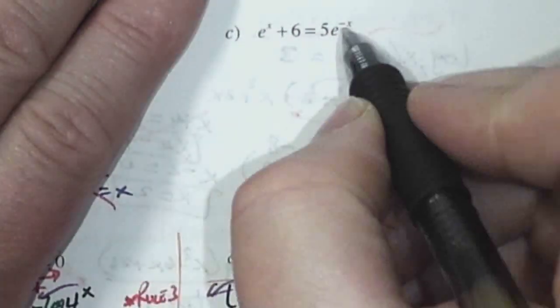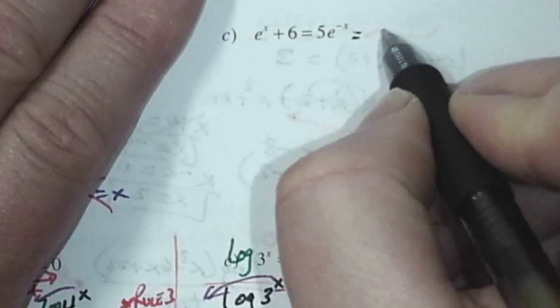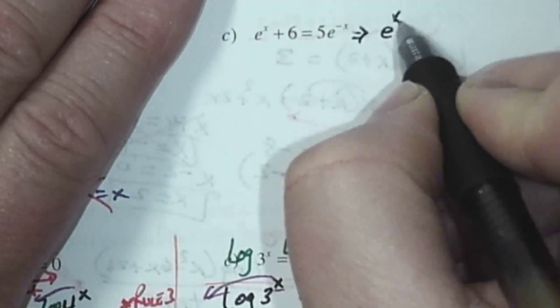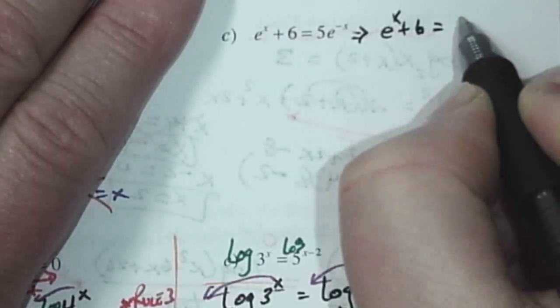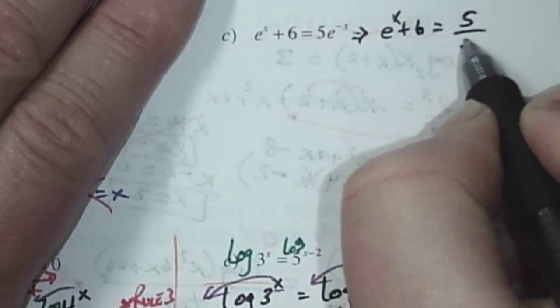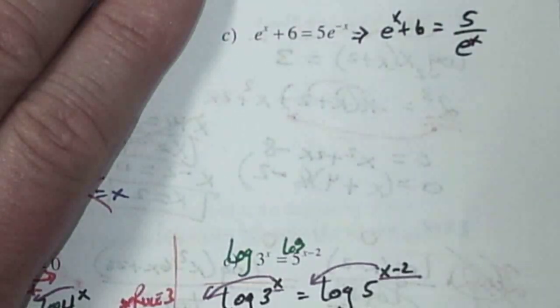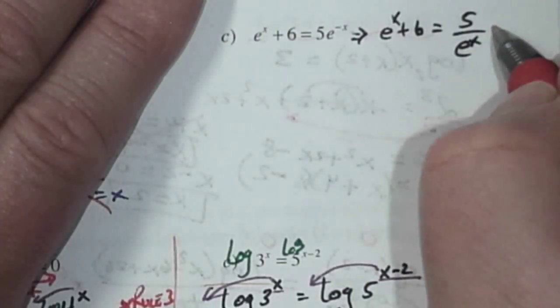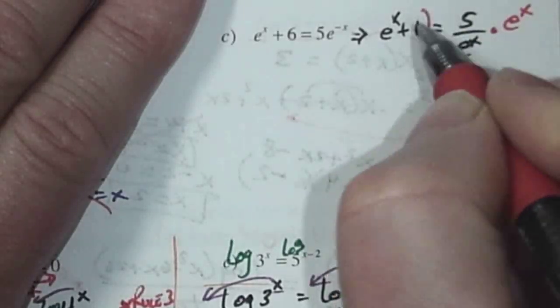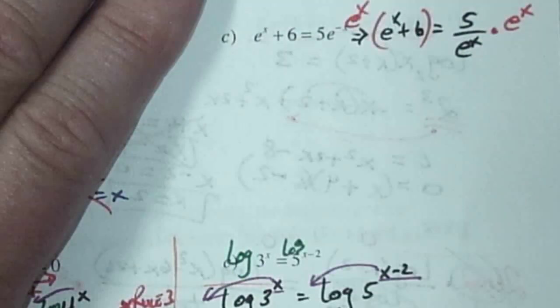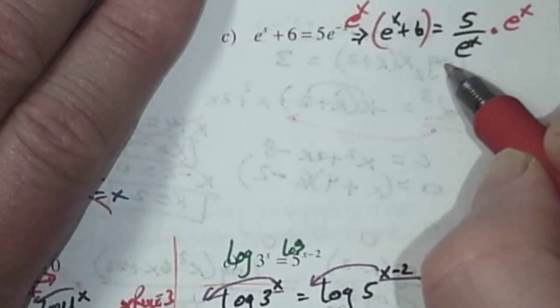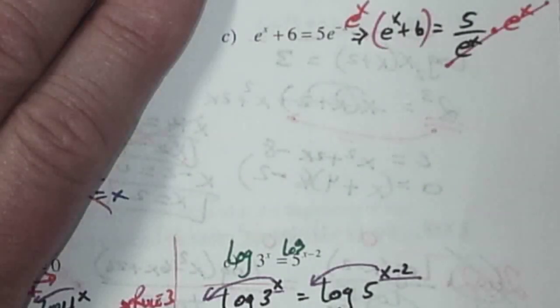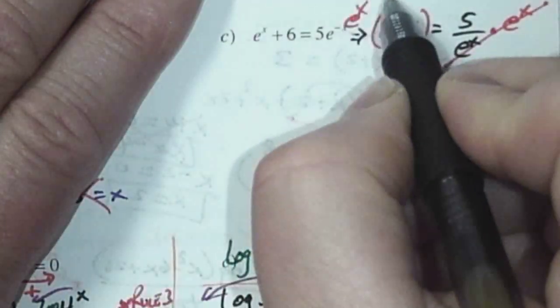Okay, let's focus in on this e to the negative x. That e to the negative x could be written like this. Negative powers mean fractions. Now, I think of it that way. I can multiply both sides by e to the x to get rid of this here.